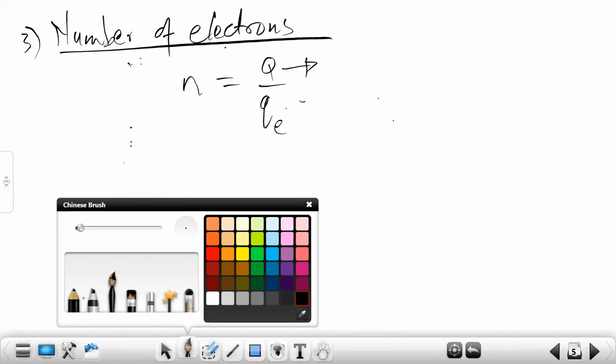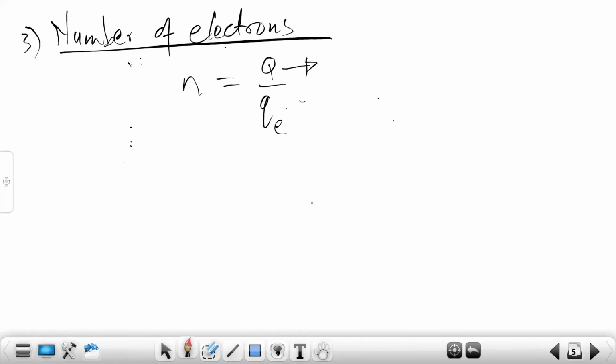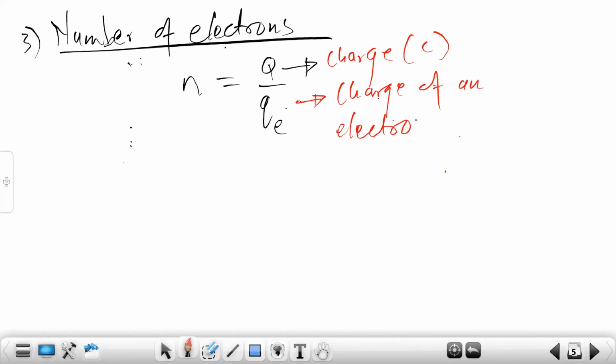With the formula, this will be your charge, and it must be in coulombs, and this here will be your charge of an electron. This charge of an electron, we get it in our formula sheet. It's a constant, and it's a constant that all of us should be able to know. It is something like minus 1,6 multiplied by 10 to the negative 19 coulombs.